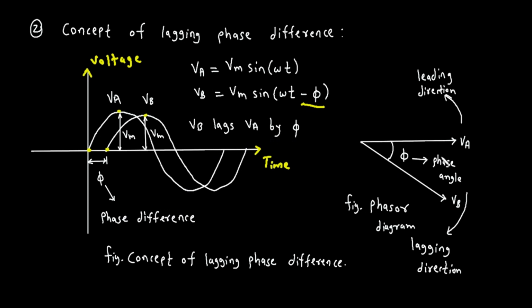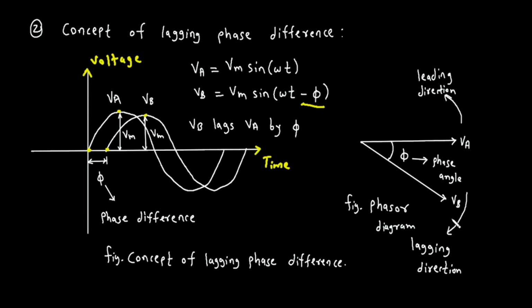Now, let's look at the corresponding phasor diagram on the right. Just like before, we start with our reference phasor, V sub A, pointing straight to the right at the 0 degree position. Now, where do we draw the phasor for V sub B? We know that V sub B is lagging V sub A by an angle of phi. As we learned from the first diagram, the lagging direction is clockwise. So, we draw the V sub B phasor rotated clockwise from the V sub A phasor. The angle between them is, once again, the phase angle, phi. The diagram again shows the leading direction as counterclockwise and the lagging direction as clockwise.